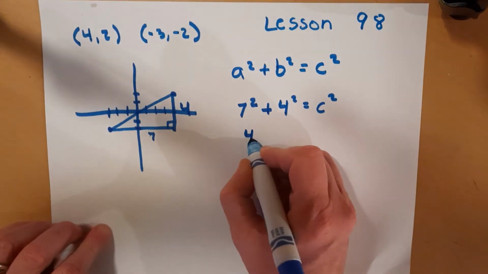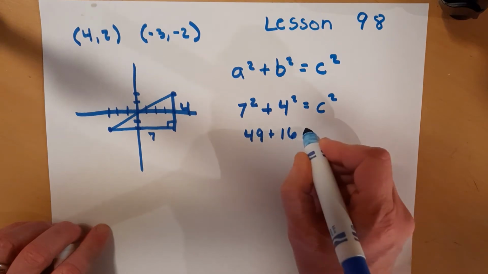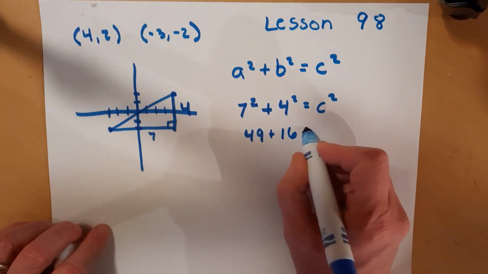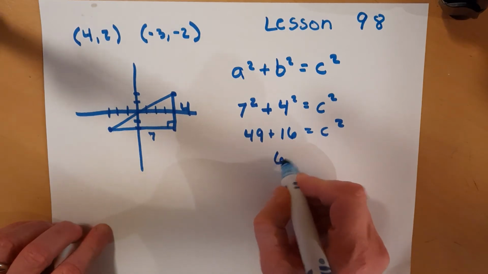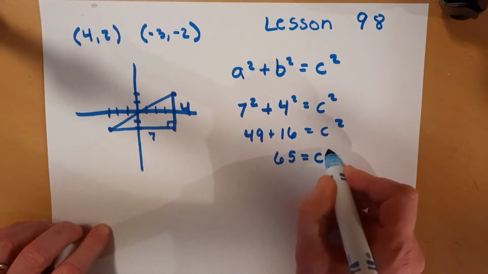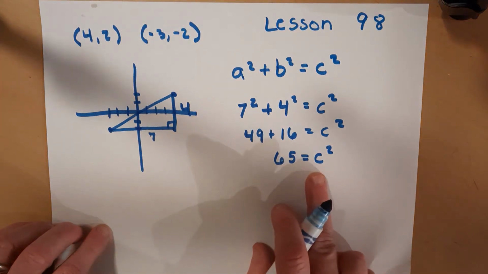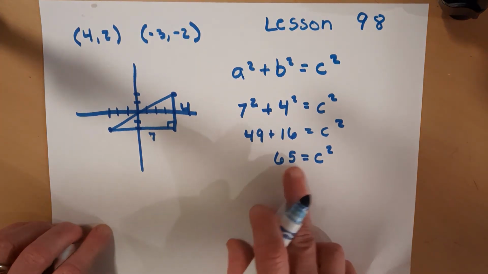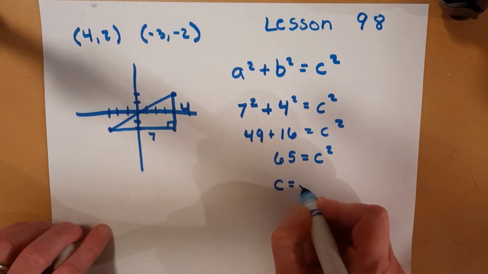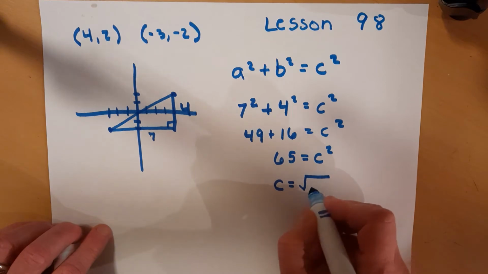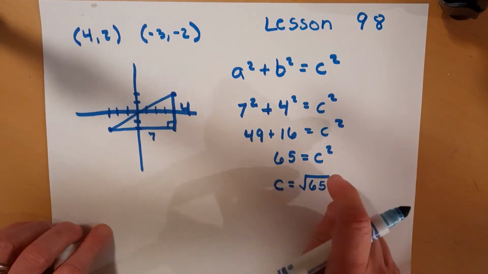7 squared is 49. 4 squared is 16. So 49 plus 16 equals C squared. 49 plus 16 is 65. 65 equals C squared. Like we talked about in class, since this is not a perfect square, we can just say that C equals the square root of 65. We just take the square root of each of these sides.